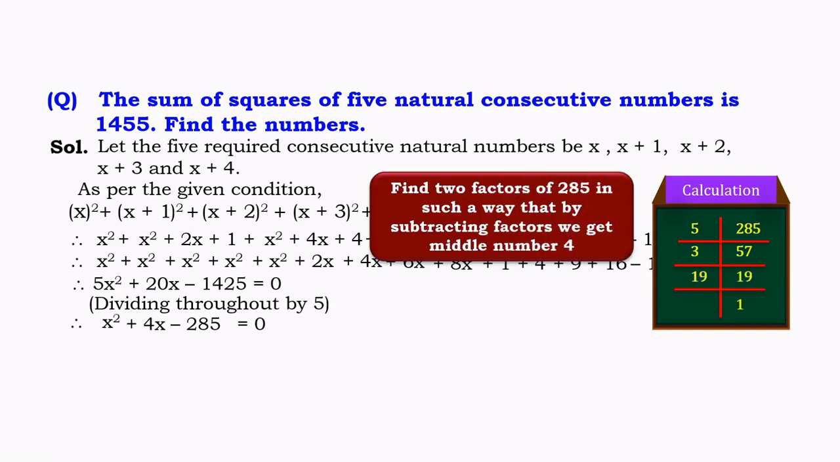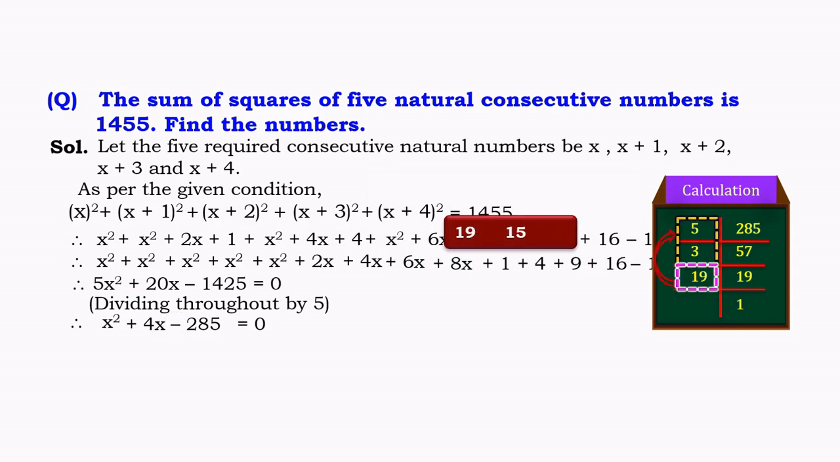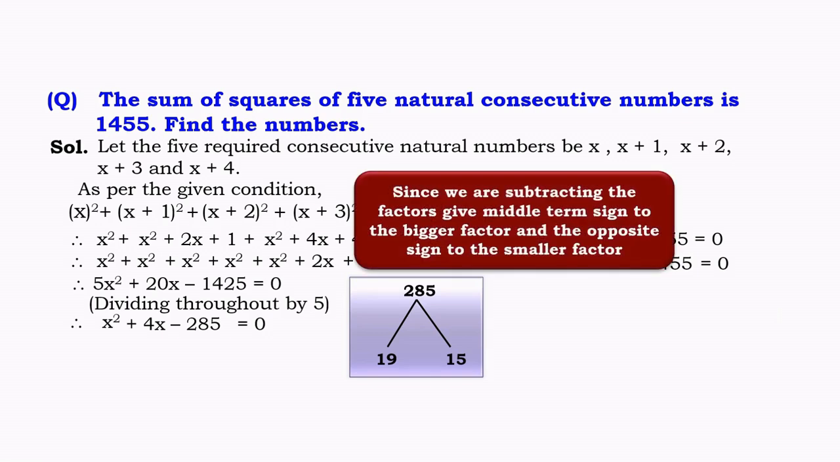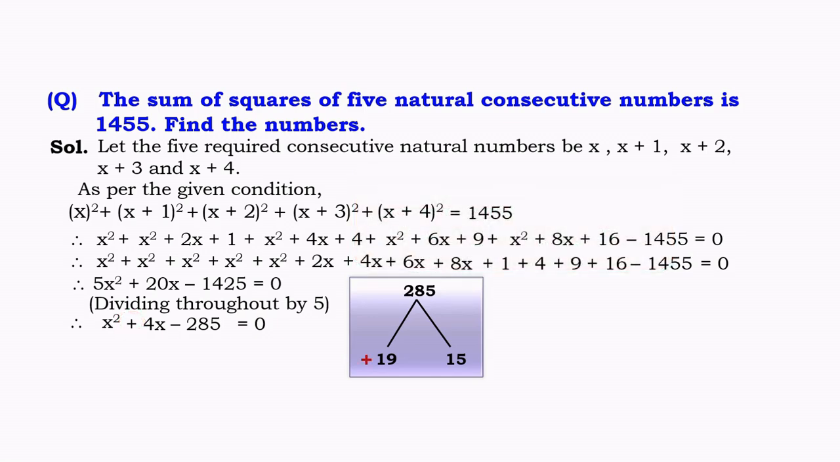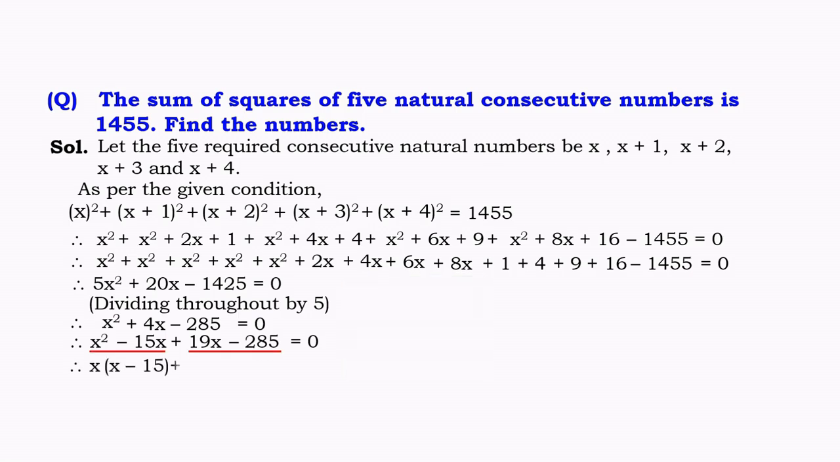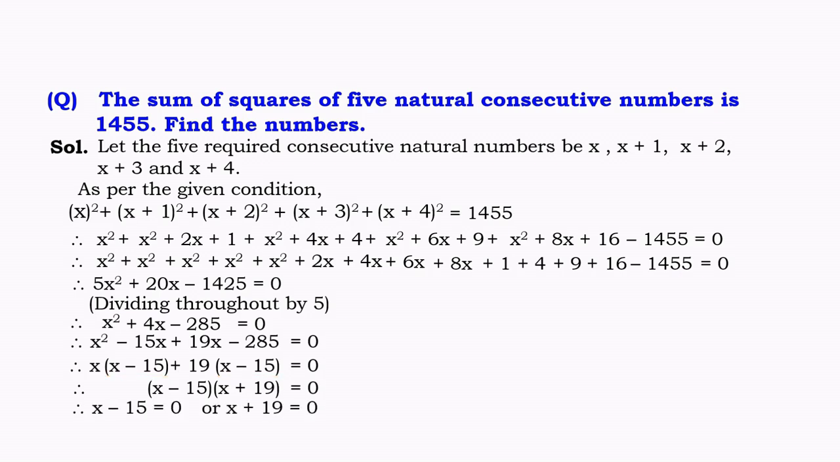For factorization, we need two factors of 285 whose difference is 4. The numbers are 19 and 15 because 19 minus 15 equals 4 and 19 multiplied by 15 equals 285. Since the middle term is positive and the last term is negative, we give a positive sign to the bigger factor and a negative sign to the smaller factor. Using these factors, we factorize the equation and obtain two possible values of x, 15 and negative 19. Since x represents a natural number, negative 19 cannot be accepted. Therefore, x is equal to 15.